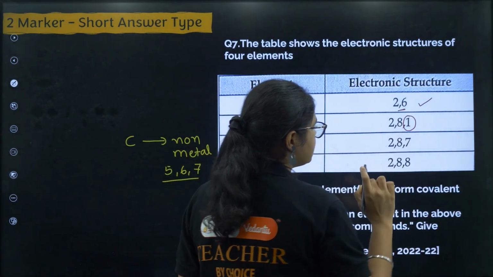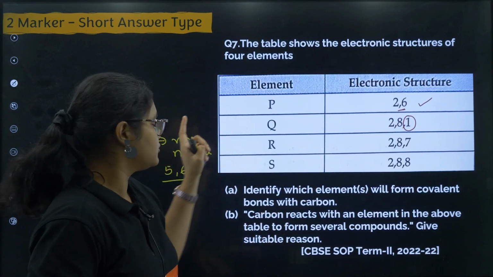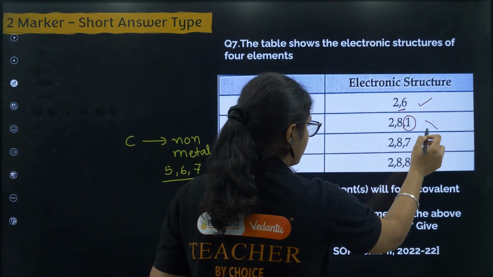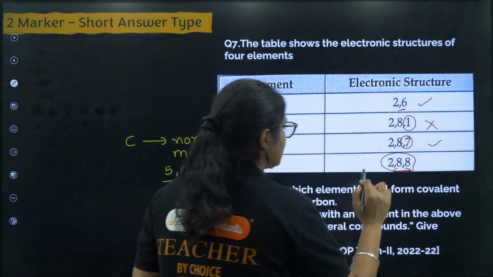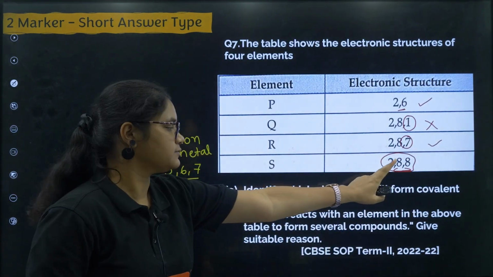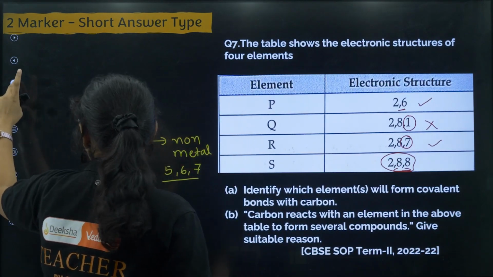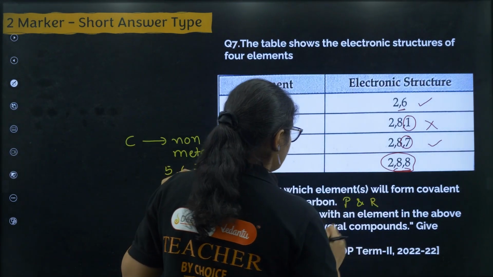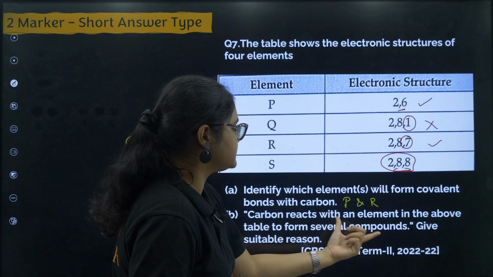Here it has 1 valence electron, so this is a metal. Okay, 1 valence electron means it is a metal. So carbon will not form a covalent bond with a metal. So this is wrong. Now 7 is there, so this can also form, but its octet is already satisfied, right? This element's octet is satisfied, so it won't form any bond. So which 2 elements will we get? P and R. Okay, so which 2 elements? P and R.